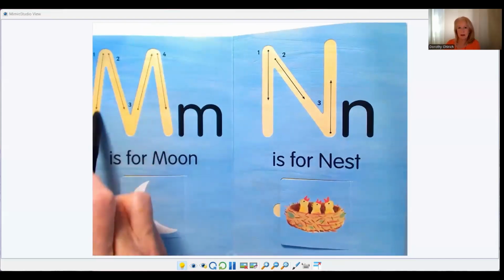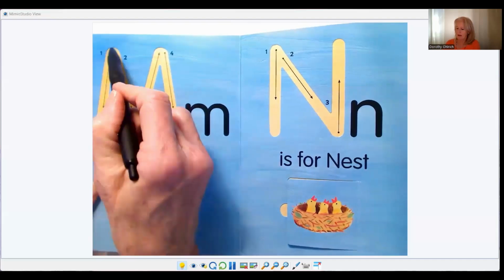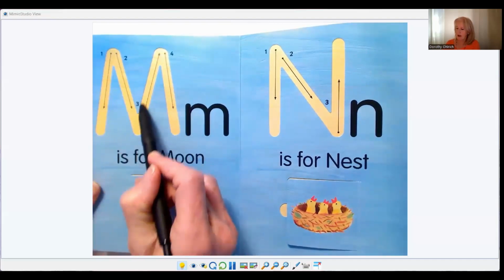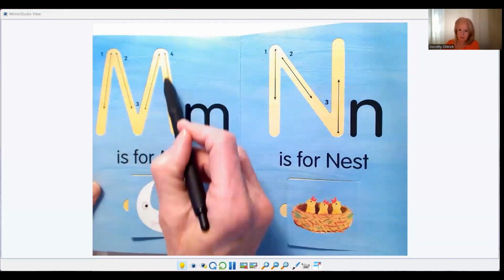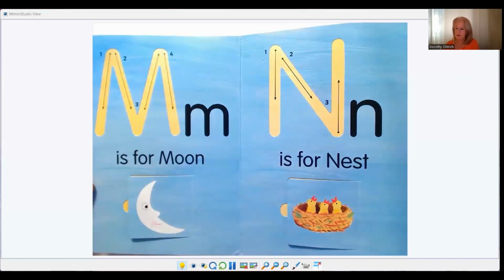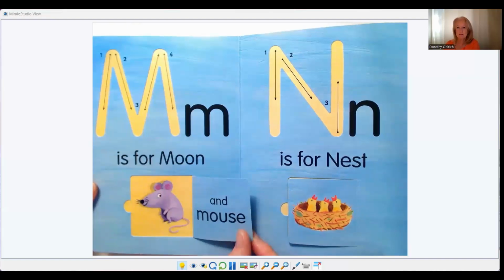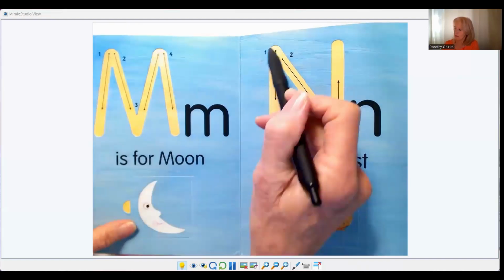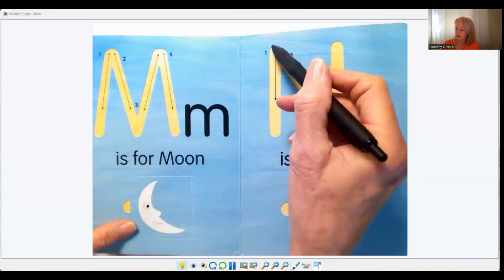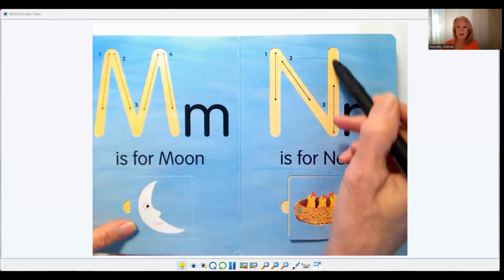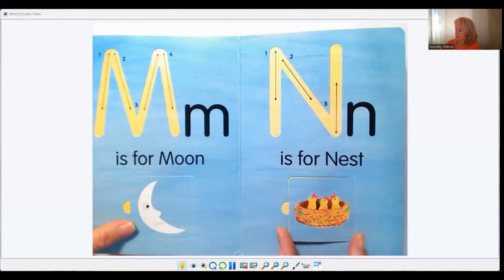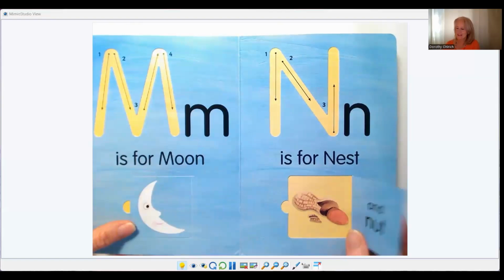M goes down at an angle, down at another angle, up at an angle, and down at an angle. Look at all those angles. M is for moon and mouse. N goes down, down at an angle, and straight up. N is for nest and nut.